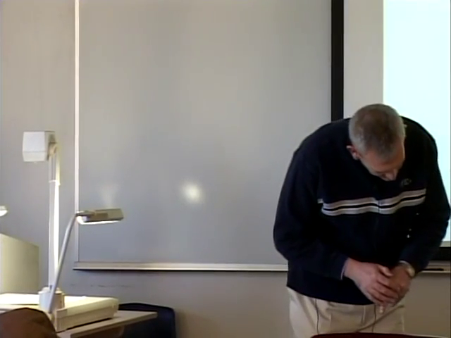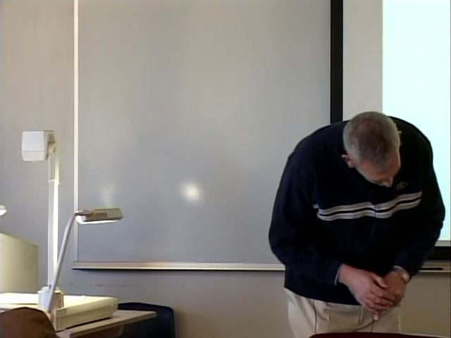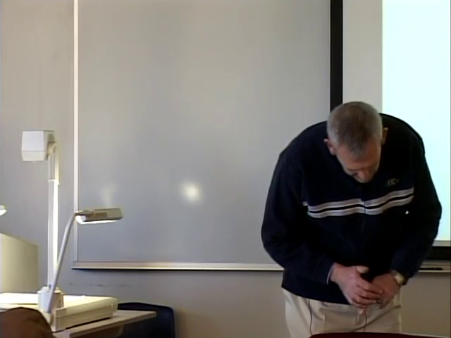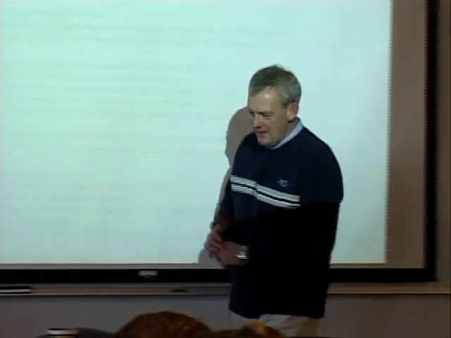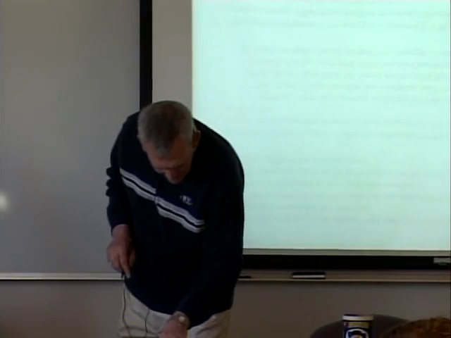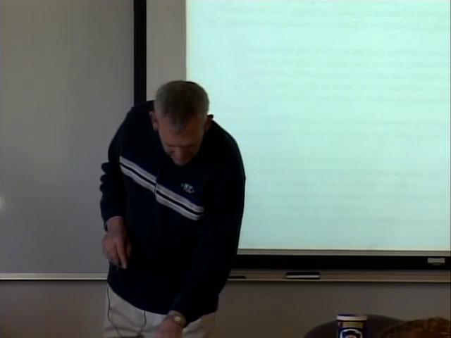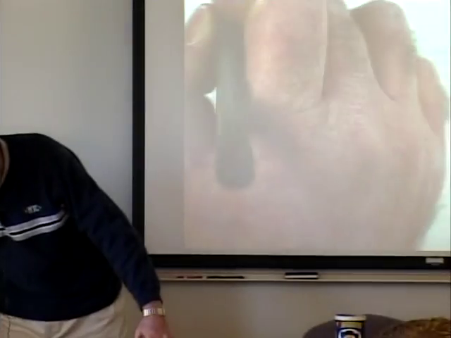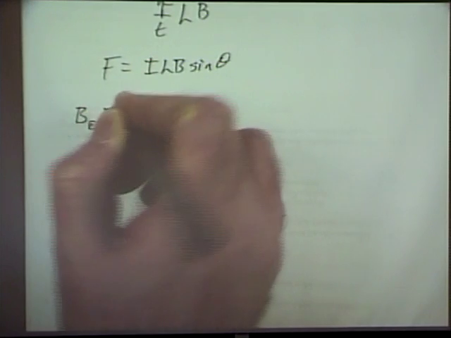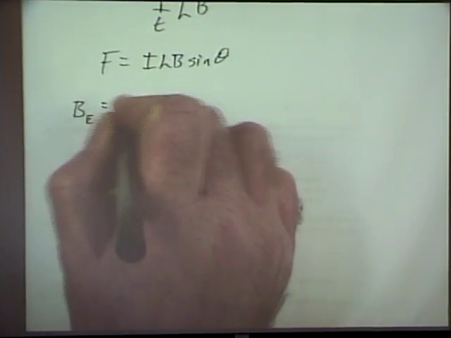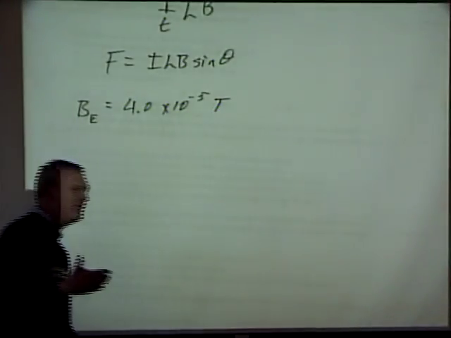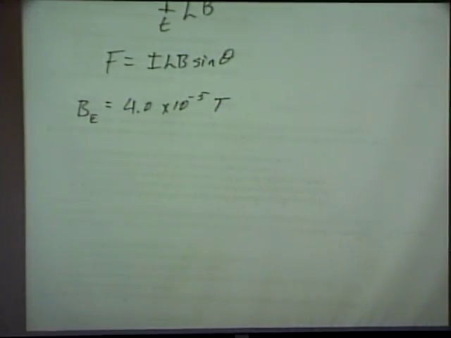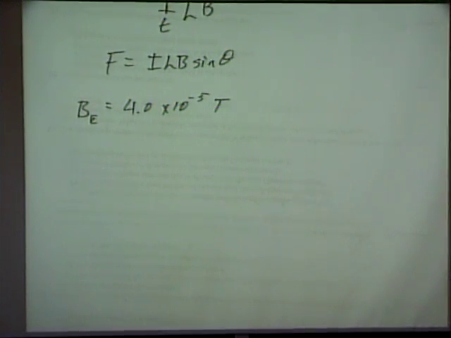The magnetic field of the Earth isn't very strong. It's about 0.4 Gauss. Do y'all know what a Gauss is? It's 10 to the negative 4 Teslas. So the magnetic field of the Earth is 4.0 times 10 to the negative 5 Teslas. Teslas, yeah, like the Tesla coil.